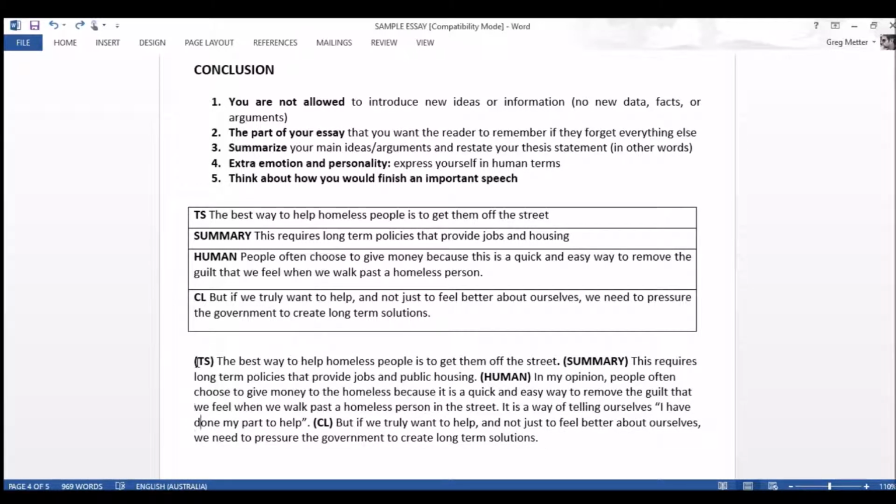Because really, at the end of the day, what true solutions require is public pressure on the government to create policies or to create long-term solutions. This last sentence is a really good way to close because it's a way of saying, if you forget everything else that I've said, remember this. This is the way I'm closing my argument. It's the way I'm closing my essay. If we want to help and not just to feel better, we need to pressure the government to create long-term solutions.